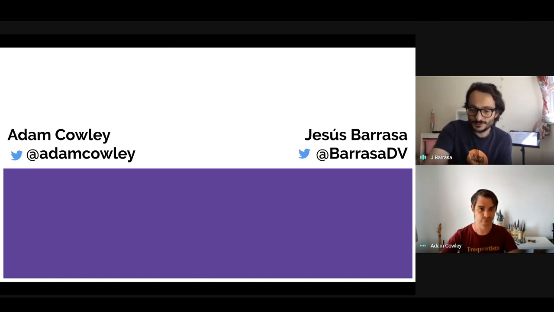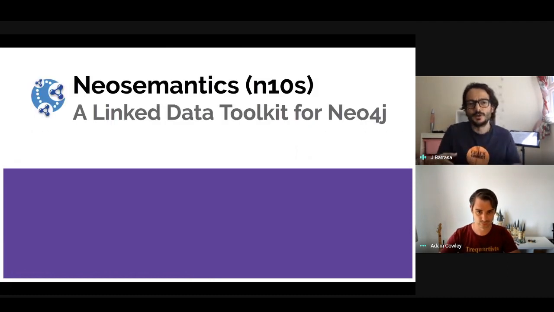Excellent. We're going to show a bit of the work we've been doing over the last few weeks. We released only a couple of weeks ago Neosemantics 4.0, compatible with Neo4j 4.0, and with it, which is the brand new thing, Adam has developed a great graph app that we're going to show today.